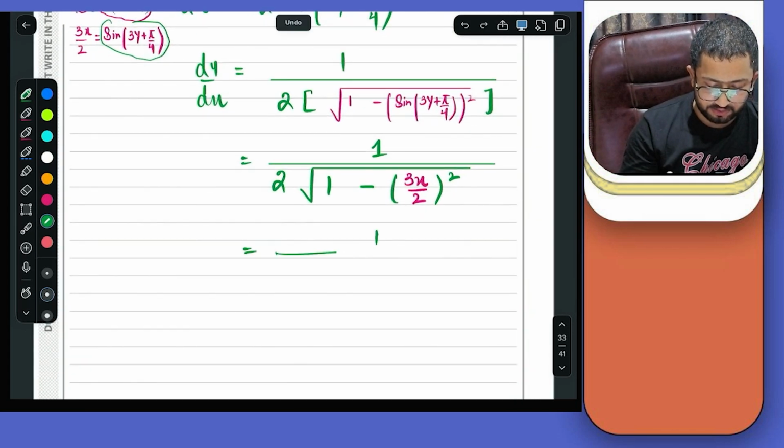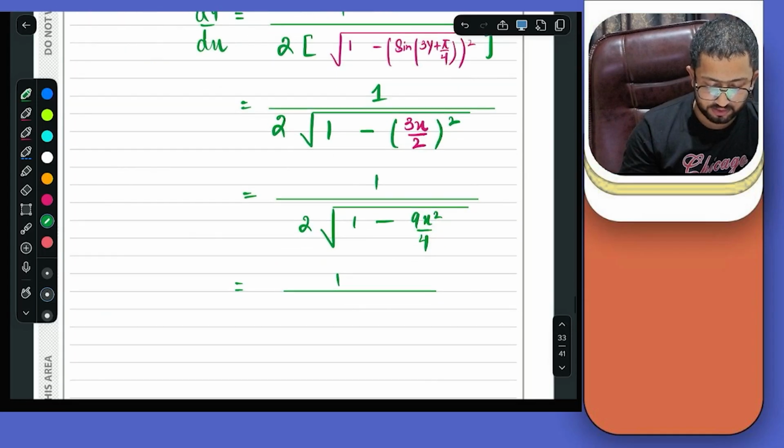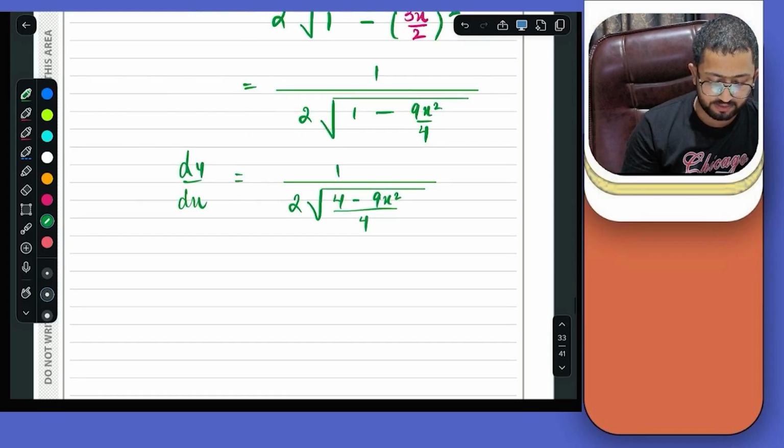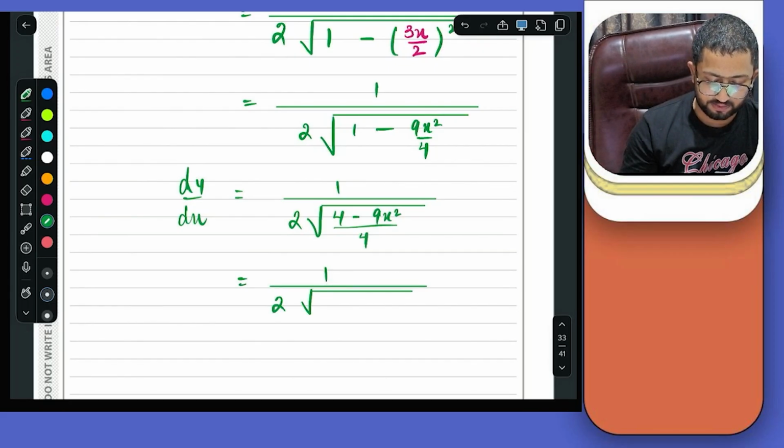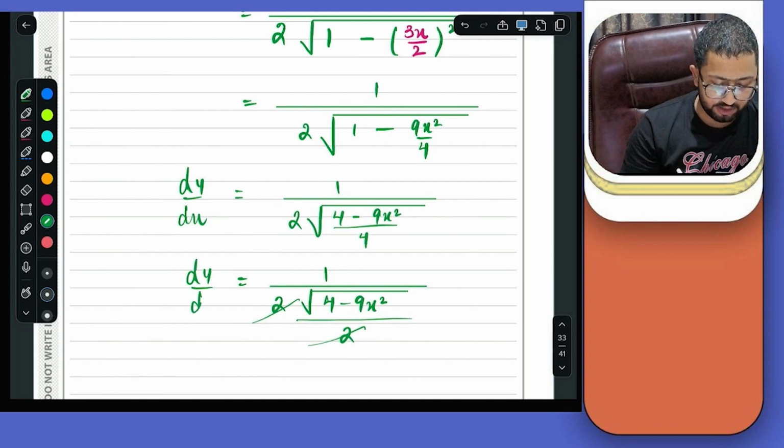So 1 over 2 square root of, just simplify, 1 minus 9x square over 4. So 4 minus 9x square over 4. So what can I do further? 2 square root of, what is the square root of 4? Square root of 4 is 2. It can be cancelled out. So that is our dy over dx.